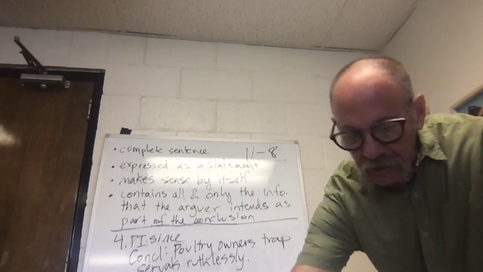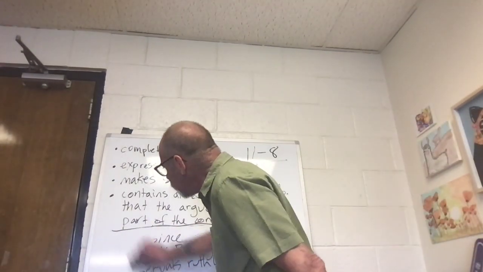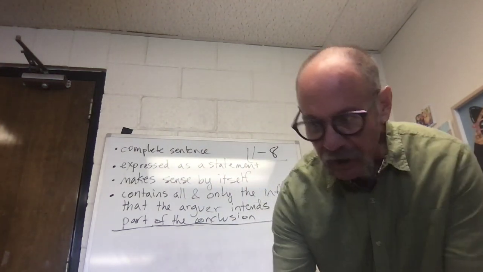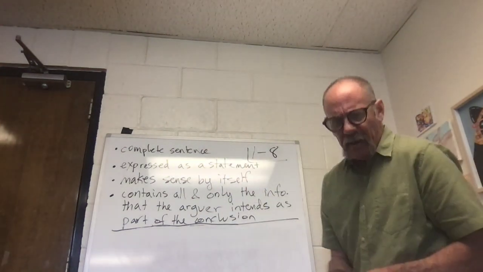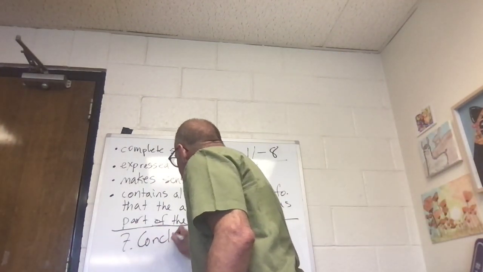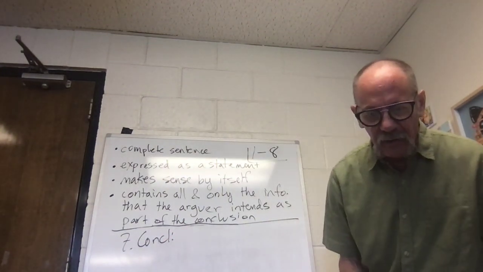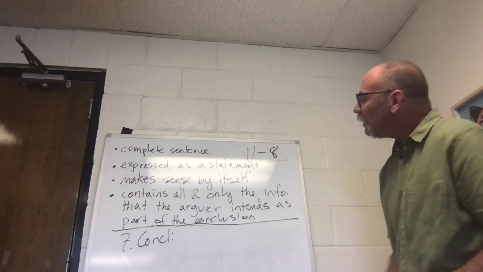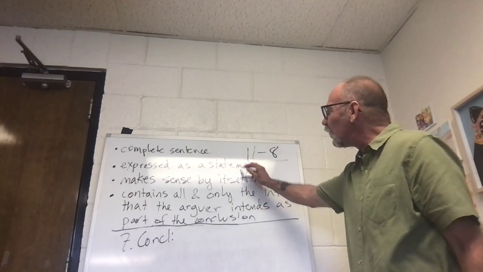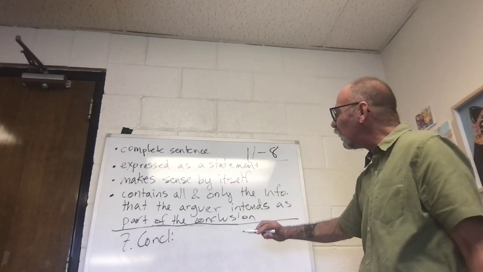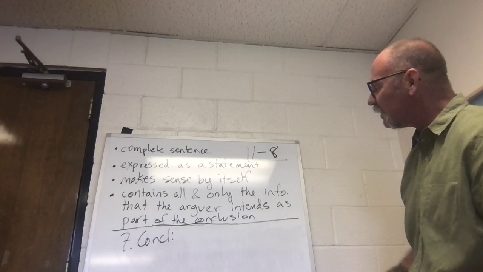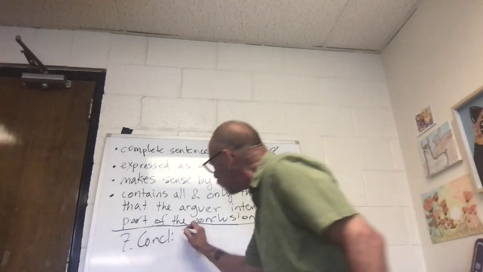Okay, so no introducers were used. We did think about adding one just in terms of clarifying what's going on there. It was a matter of our thought process. The conclusion then says it's hard to tell what a cat's thinking. Again, we do not need to do any rewriting. That's a complete sentence expressed as a statement, makes sense by itself, and contains all and only the information that the arguer intends as part of the conclusion.